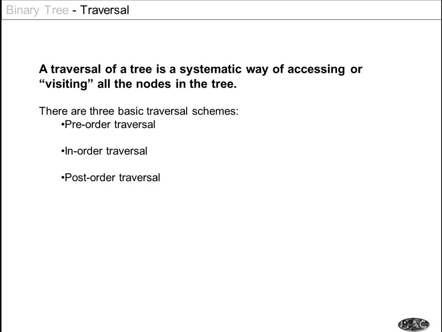And then there are three basic traversal schemes. One is called pre-order, the other is called in-order, and the next is called post-order. So there are three different orders: pre-order, in-order, and post-order.